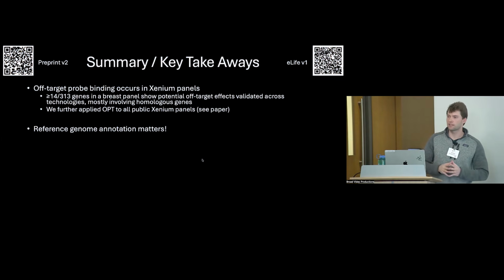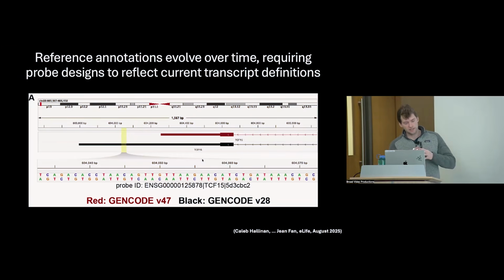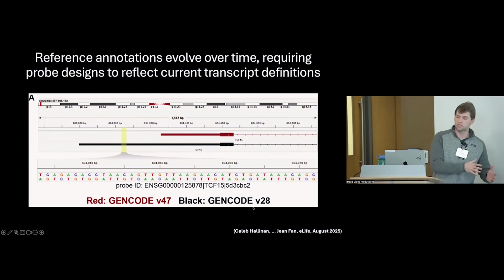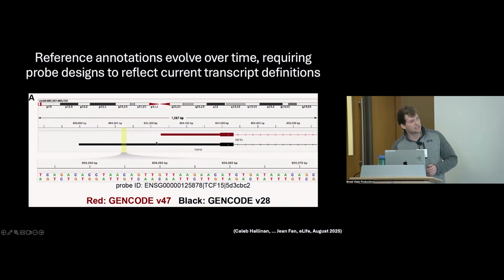I think this was a point that I didn't really understand. A lot of computational people who don't do genomics, and wet lab people who don't really focus on genomics, might not really understand. But I think this example does a really good job of explaining how important this is, and that reference annotations evolve over time. So here we have this probe sequence, TCF15, and you can see that this probe was designed using the GENCODE version 28, which is an earlier version of GENCODE. And you can see it hits this exon right here for this gene TCF15.